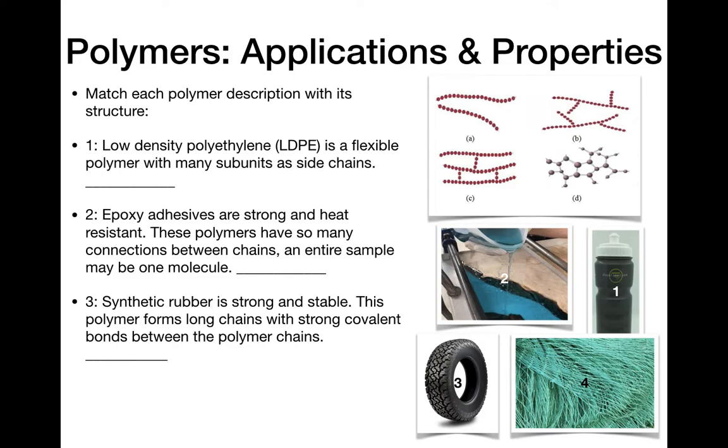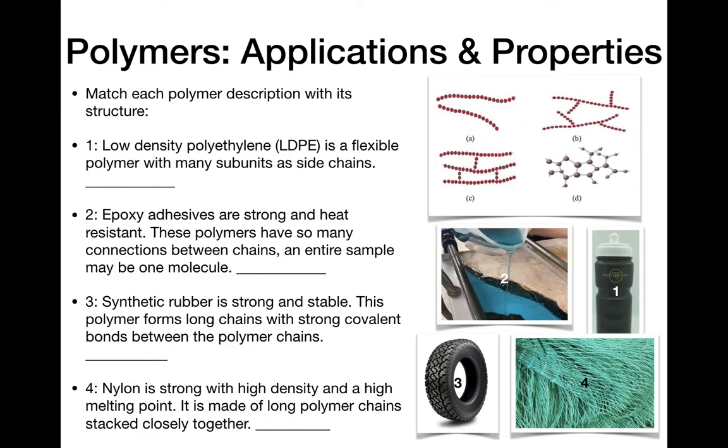Number 3, synthetic rubber is strong and stable, so this car tire is made of synthetic rubber. And this polymer forms long chains with strong covalent bonds between the polymer chains. So which one is that? And number 4, nylon, like in this fishing net, is strong with a high density and a high melting point. They have long polymer chains stacked closely together. So which one of these is that?